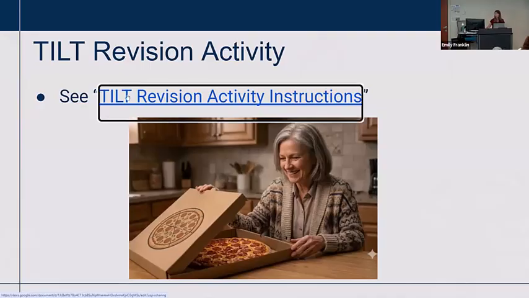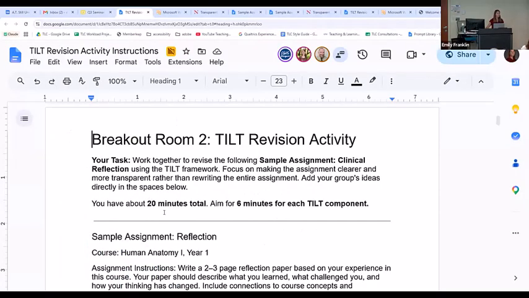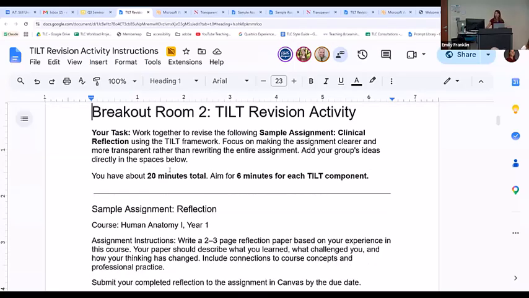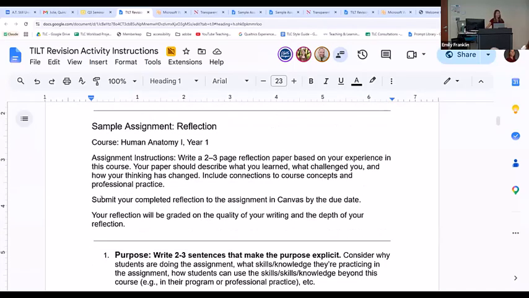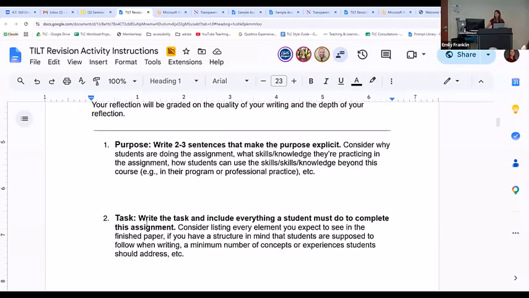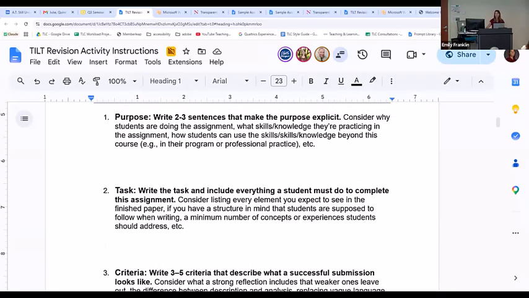So I'm going to open this TILT revision activity. So this is what you should be looking at. Your task is to revise the sample assignment. You have about 20 minutes. It's the sample reflection that we already saw. And so there's space here to write in the purpose, task, and criteria.